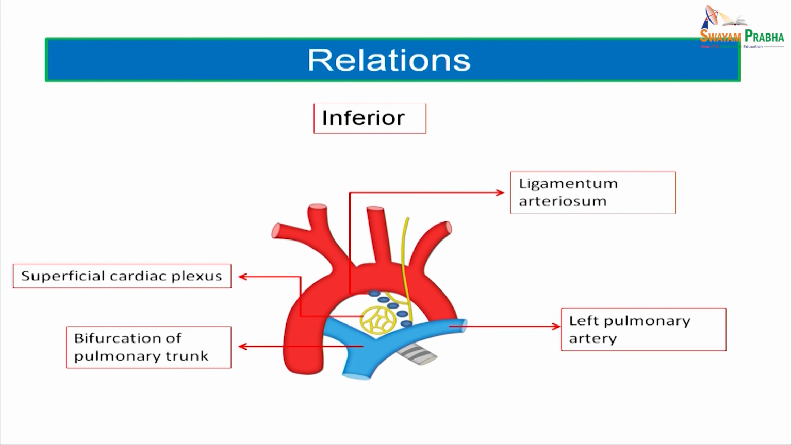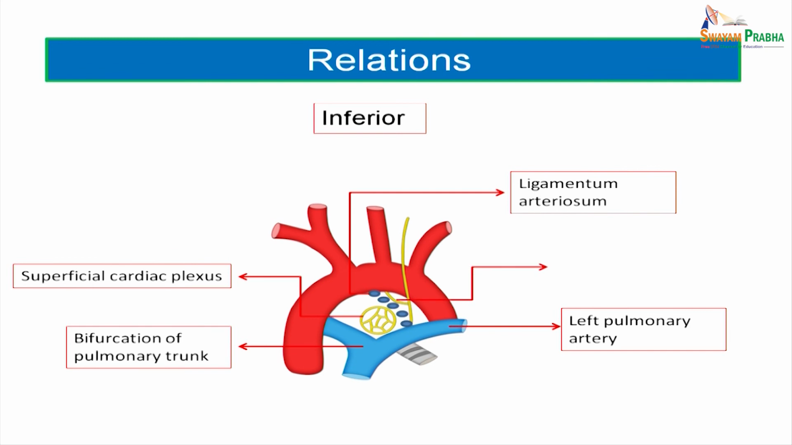So, the superior cardiac branch is coming from the superior cervical ganglion and the inferior cardiac branch is coming from the left vagus. So, these two branches reach the superficial cardiac plexus. The rest of the branches will go to the deep cardiac plexus, which is situated behind the arch of aorta.